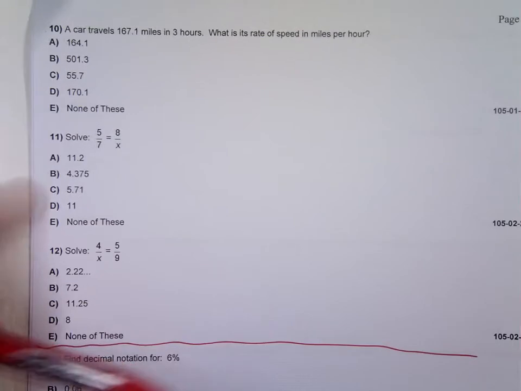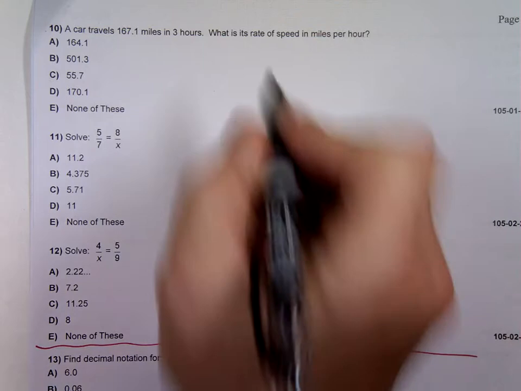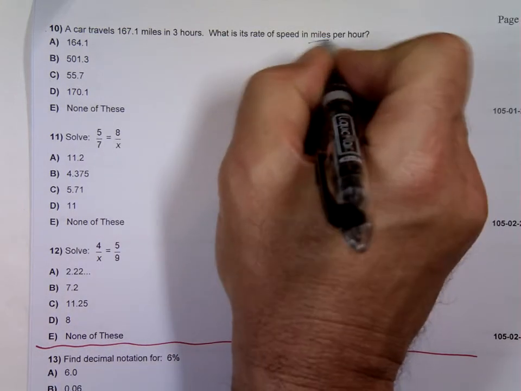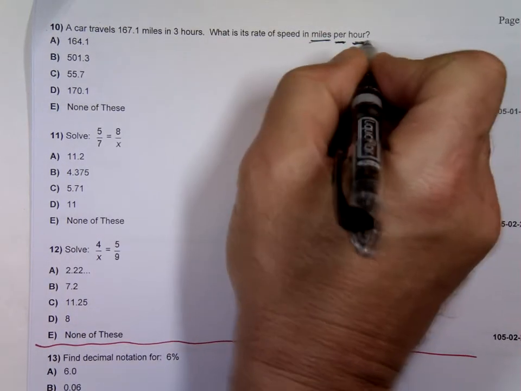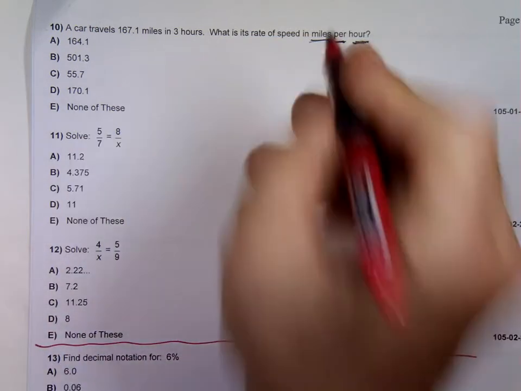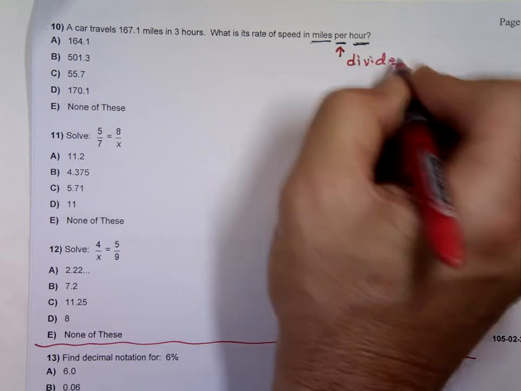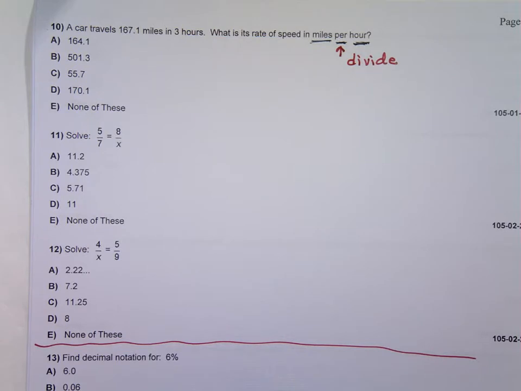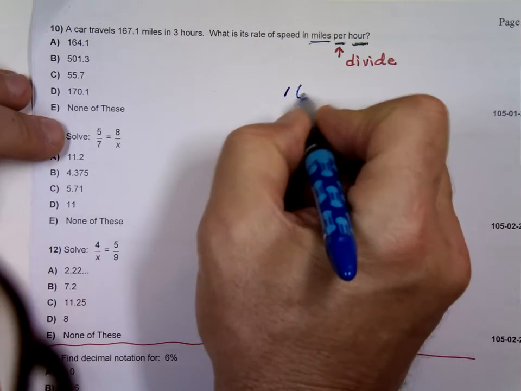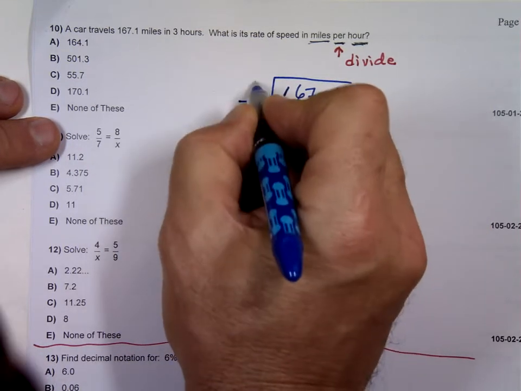A car travels 167.1 miles in 3 hours. What is the rate of speed in miles per hour? The word per, we said, means what? Per, always in math, means divide. Miles per hour. So let me take the miles and divide them by the hours. The miles is 167.1. The hours are what? 3.